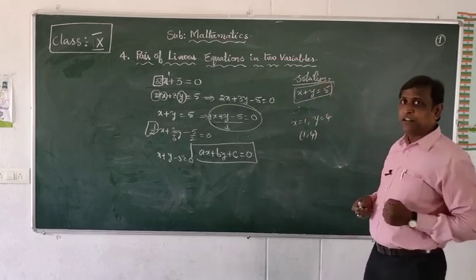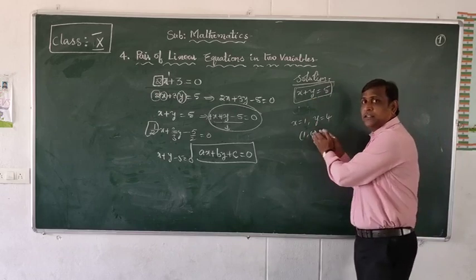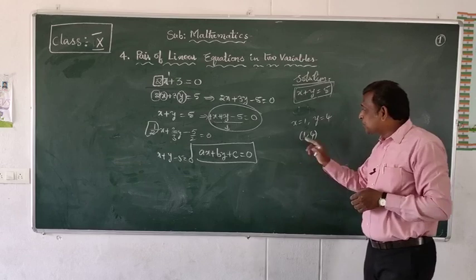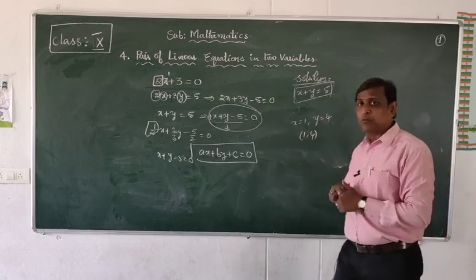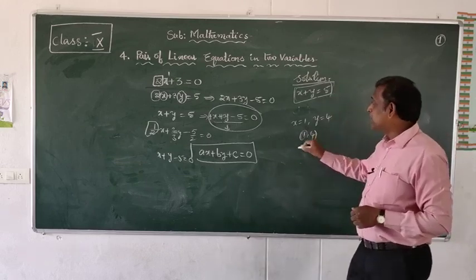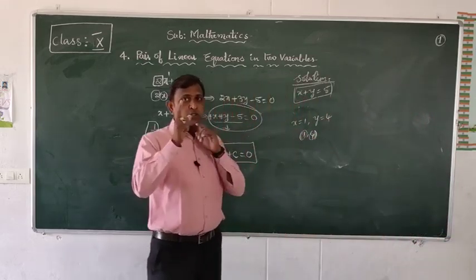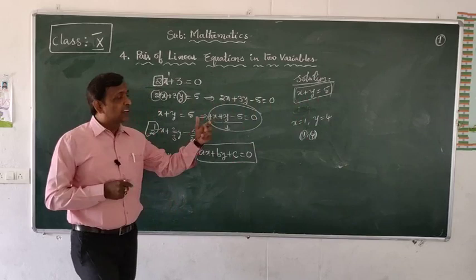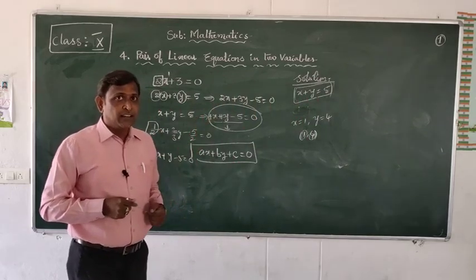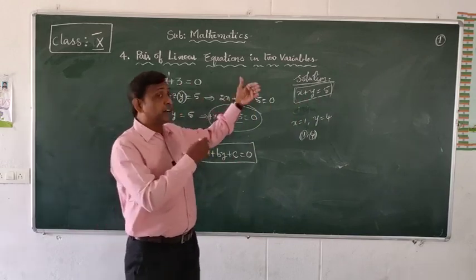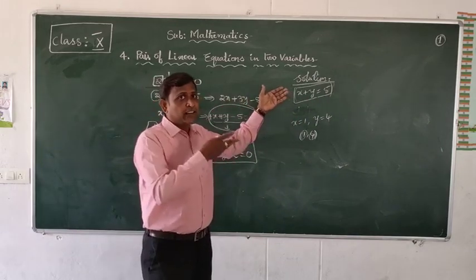Ordered pair means, you know very clearly, that every point is located on the graph sheet by using an ordered pair. The first one is the x coordinate, the second one is the y coordinate, so x value is equal to 1, y value is equal to 4. But most of the smart students have one doubt. Only 1 comma 4 is the answer? Is it the only solution? I can't say that, there are more solutions.